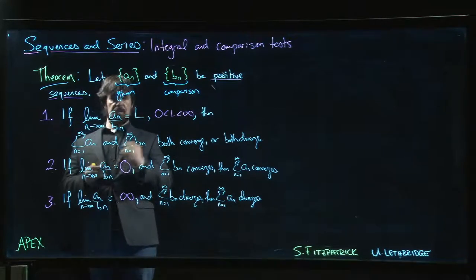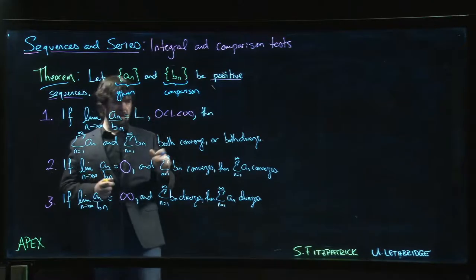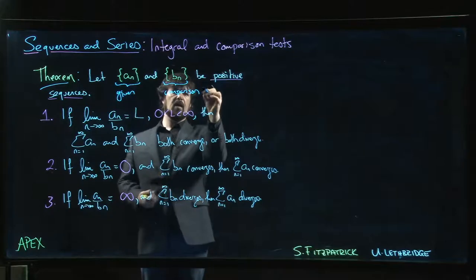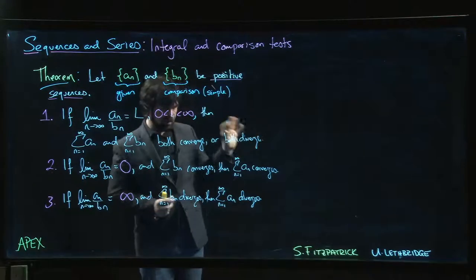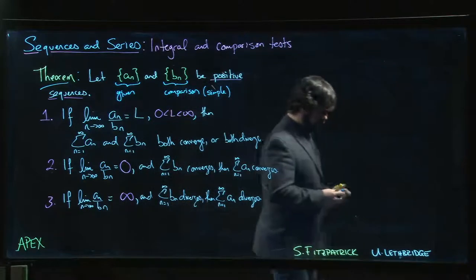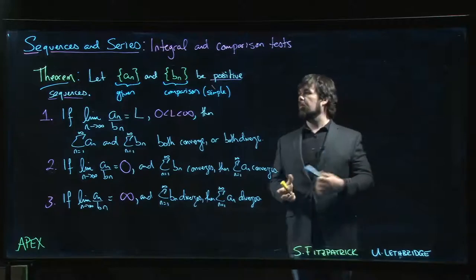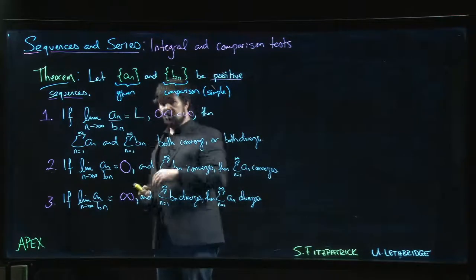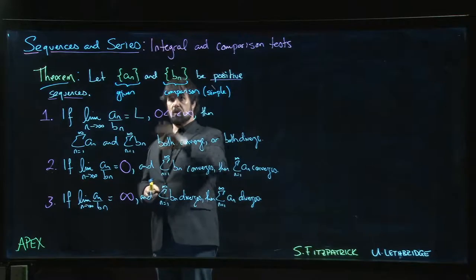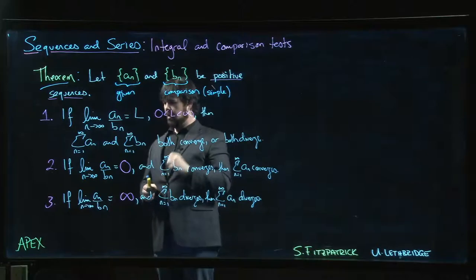The given series might be complicated. You want to compare to something relatively simple, something where you know if it converges or diverges. And you want them to be roughly similar in the sense of long-term behavior. If this is some rational expression, then you want to look at the largest powers of n and set this up based on that.